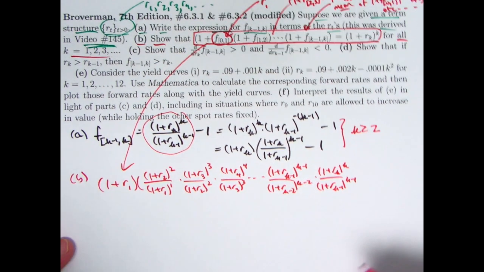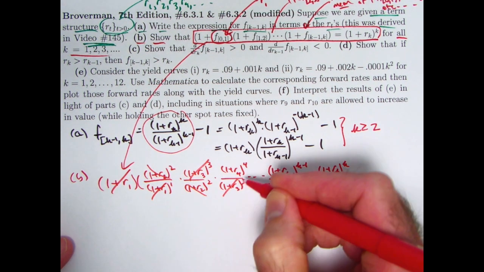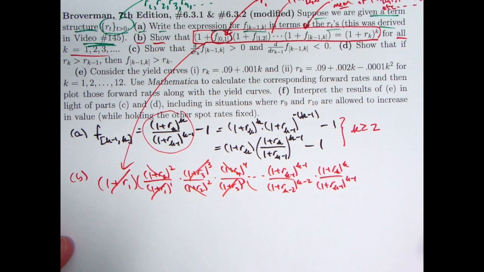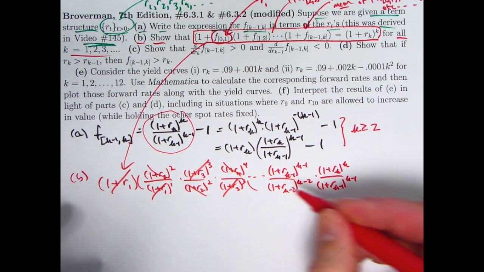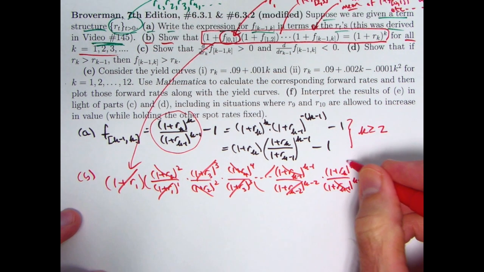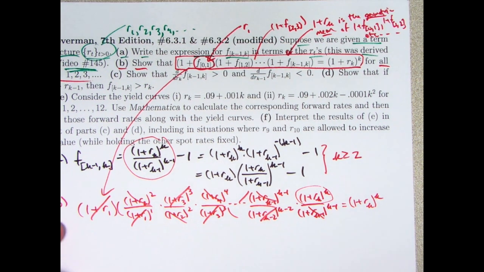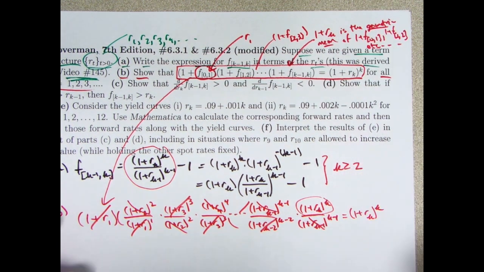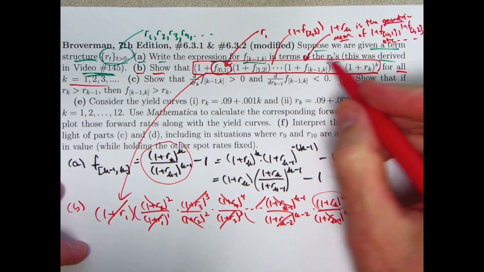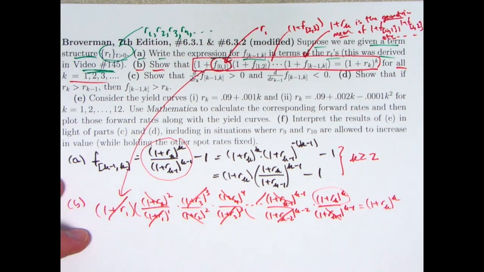And again, as you can see, a bunch of stuff cancels. This cancels with this, cancels with this, cancels with the next denominator, etc. This one's going to cancel with something that comes before it. This cancels with this. Everything cancels except for this. And you're left with (1 plus Rk) to the kth power. And again, if you take the kth root of both sides, like I mentioned up here, that really means that 1 plus Rk can be interpreted as something called the geometric mean of these other factors here, these growth factors that come from the forward rates.